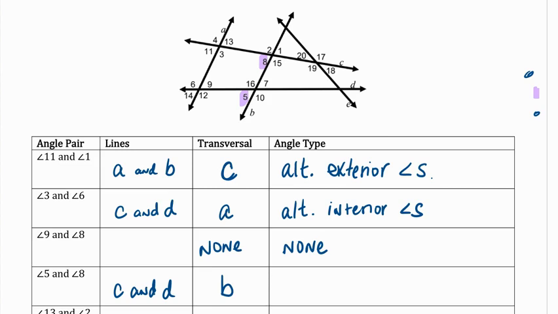And one way to see these is they're on the same side of the transversal. So they're not alternate exterior or alternate interior, because they're on the same side. But one's on the interior of the lines and one's on the exterior. That's the easiest way to tell that we have corresponding angles here. So if you have one in the interior, one in the exterior, and they're both on the same side of the transversal, then those are corresponding angles.